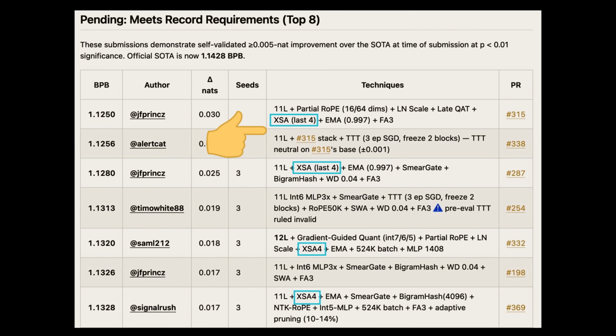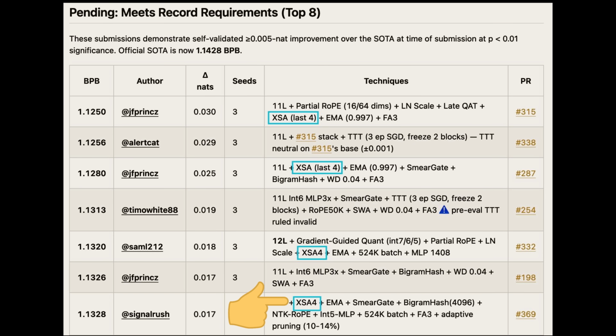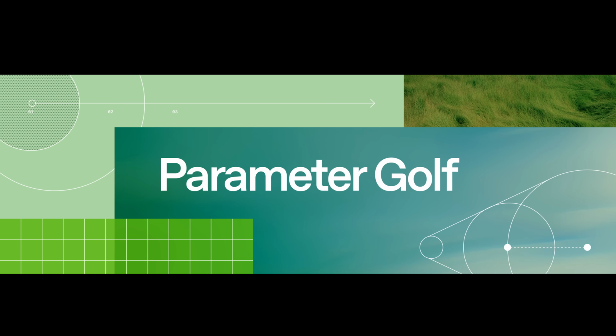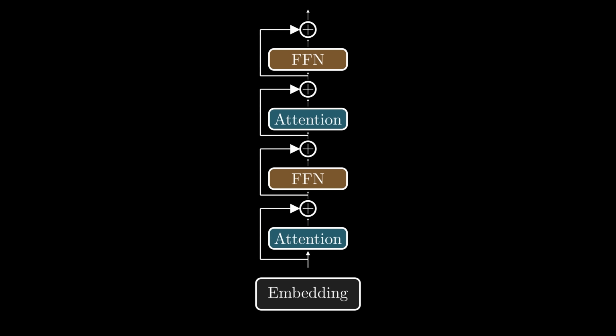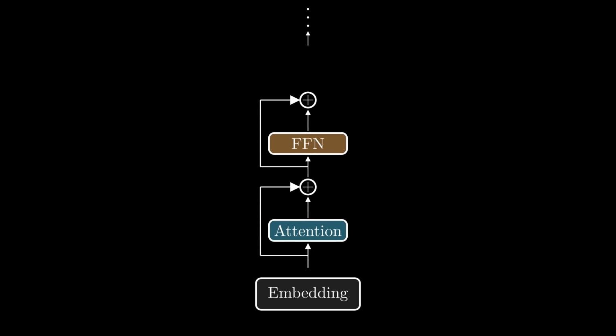A cool attention variant was widely adopted in many leading solutions in OpenAI's parameter golf challenge. But how does it work? In a transformer architecture, we process an input sequence with a stack of attention and feedforward network layers. Let's take a closer look.